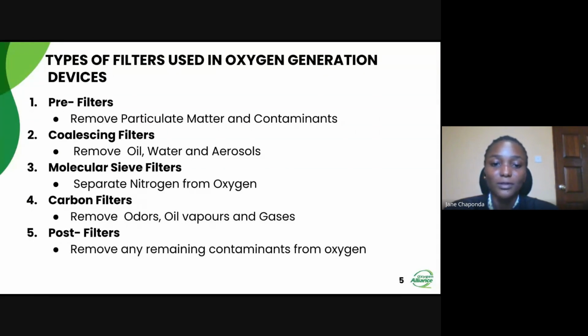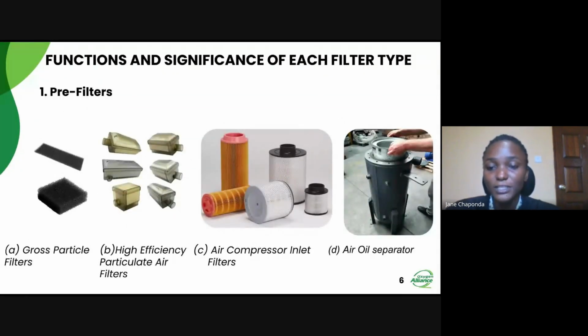So let's now appreciate these filters. I will look at their specific functions and also their significance. We will start with the pre-filters. So these ones, they are found in both oxygen concentrators and oxygen plants. So examples of pre-filters in oxygen concentrators are the gross particle filters, as shown in picture A. These ones, they are external to the machine. They are very porous, and they are only intended to filter out large particles, such as dirt and dust.